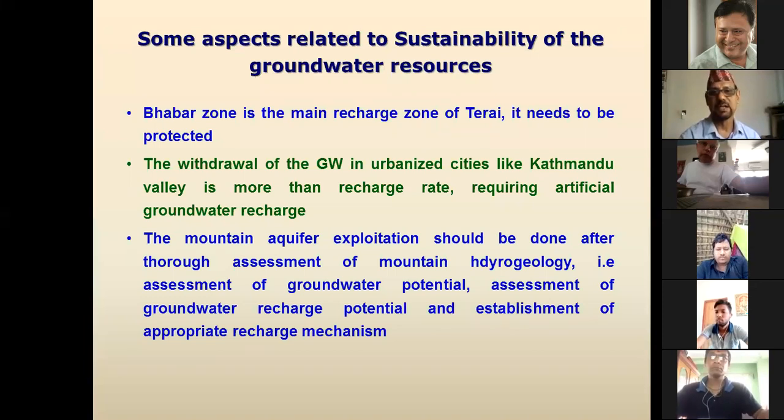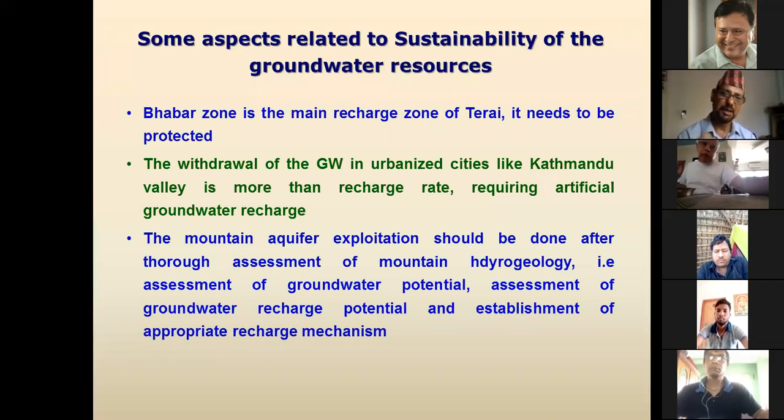The withdrawal of groundwater in an urbanized city like Kathmandu Valley is more than the recharge rate. That means our aquifer is being exhausted. We are over-exploiting, even though the contribution of groundwater to our water supply system is significant for the Kathmandu Valley at present. And mountain aquifer exploitation should be done after a thorough assessment of mountain hydrogeology, that is, assessment of groundwater potential, assessment of groundwater recharge potential, and establishment of an appropriate recharge mechanism. It means if we are going to exploit a certain amount of water, then the present recharge rate will not be able to keep the water balance the same after the exploitation.